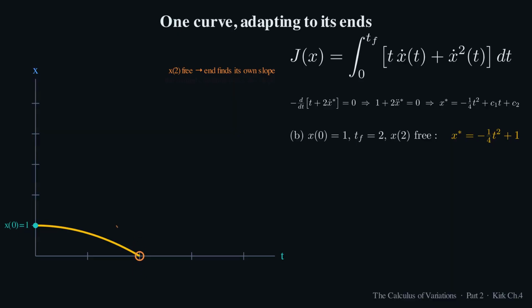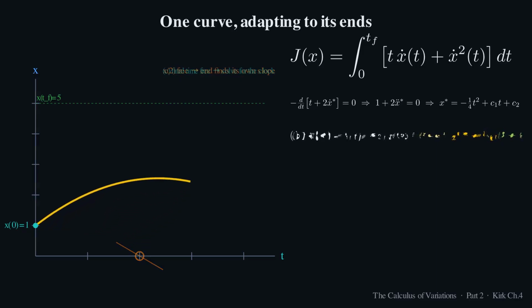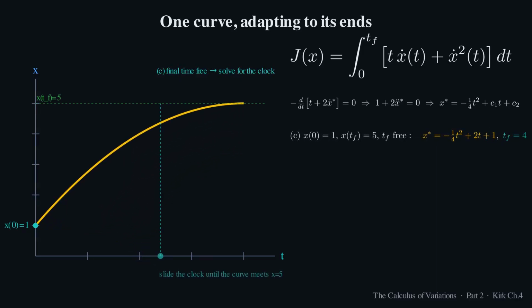Case B. Start at 1, final time 2, but the final value is free. Now table 4.1's natural condition replaces the missing endpoint, and we get x star equals minus 1/4 t squared plus 1. Case C. Start at 1, end pinned at 5, but the final time is free.